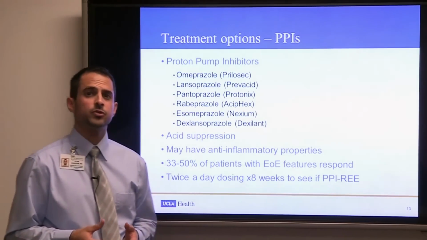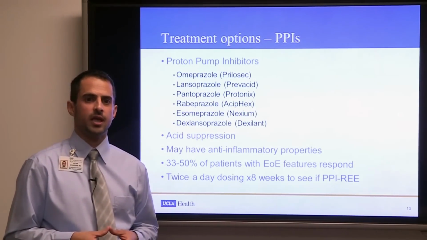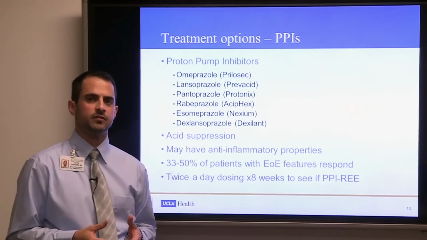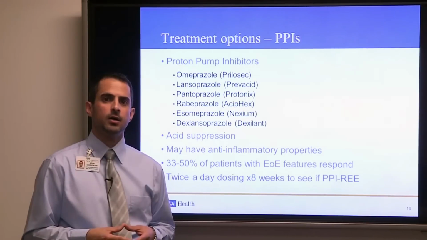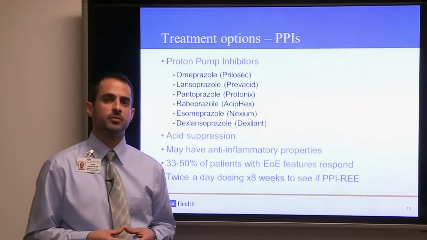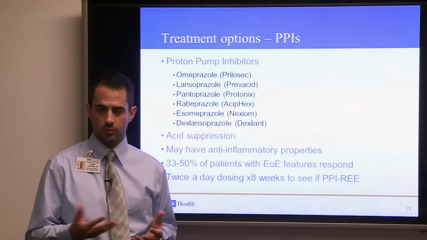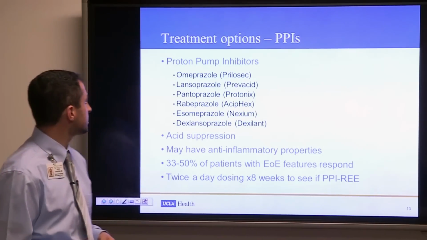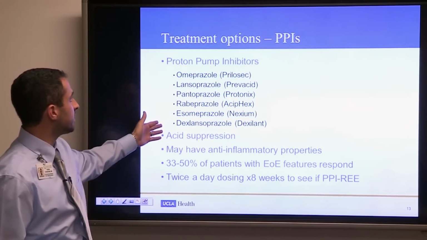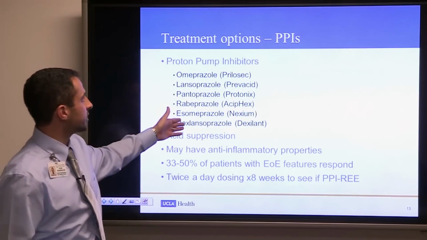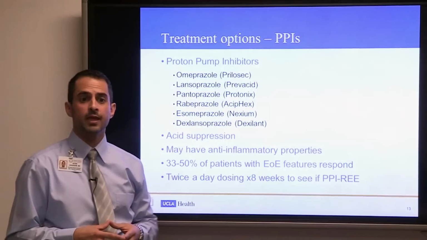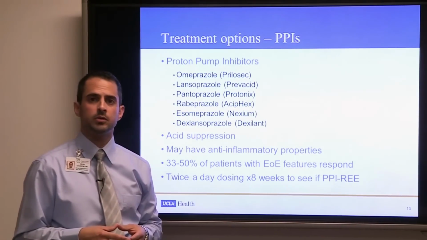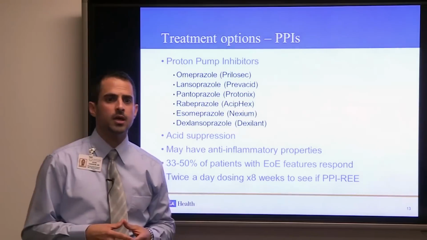So now I'd like to move towards the treatment options, and because of this concept of PPI responsive esophageal eosinophilia, what we first recommend in terms of treatment is to use a proton pump inhibitor, or PPI for short. And I've listed all the different ones that are commercially available. These are their generic names. You may be more familiar with the brand names that are in the parentheses. In fact, the first three are now available over the counter without a prescription.